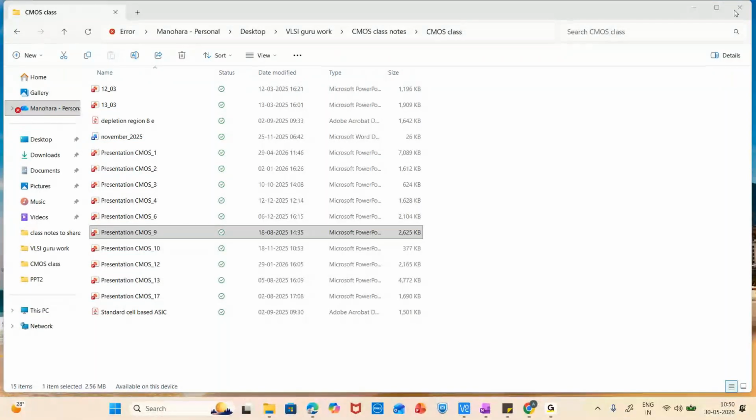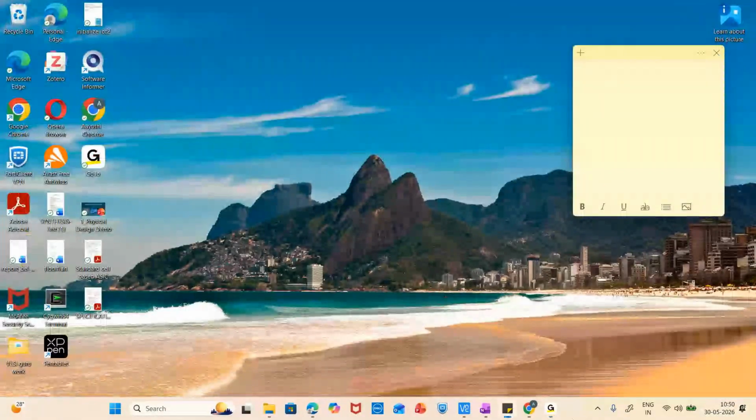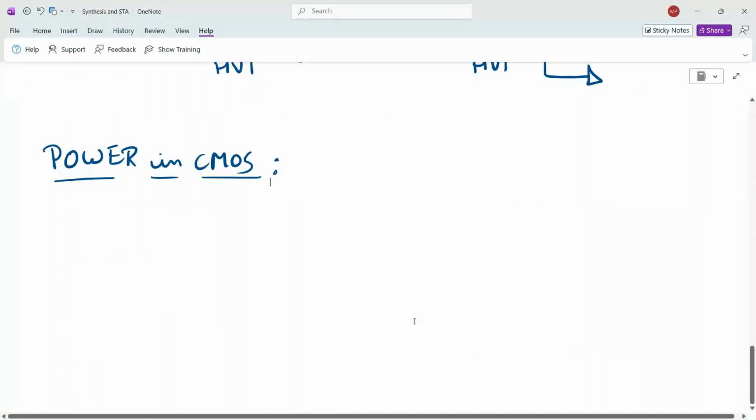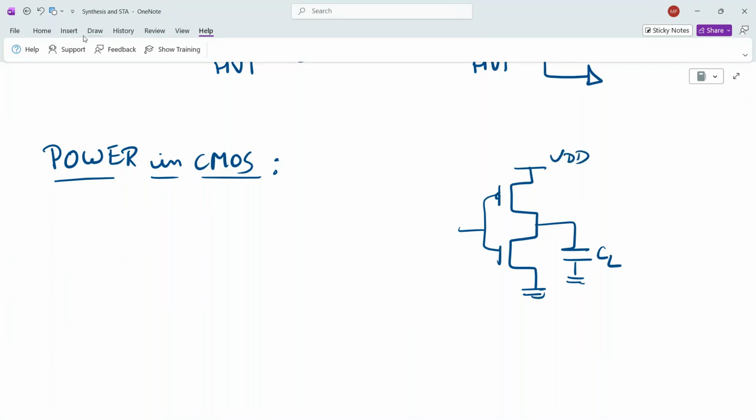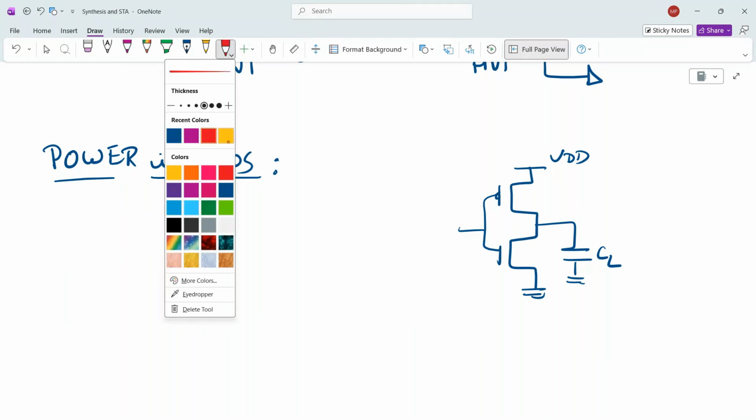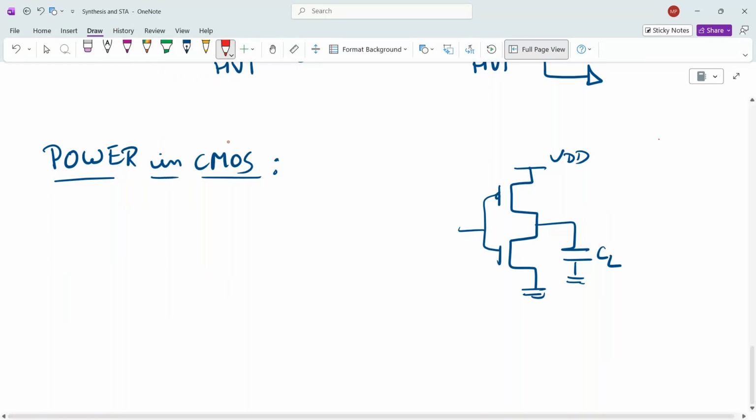Now we will be discussing power in CMOS. While charging and discharging the load capacitance CL, with this VDD, we talk about power dissipation.